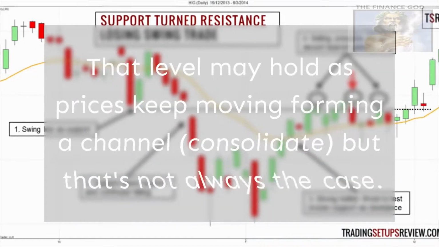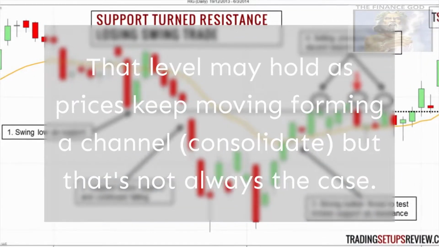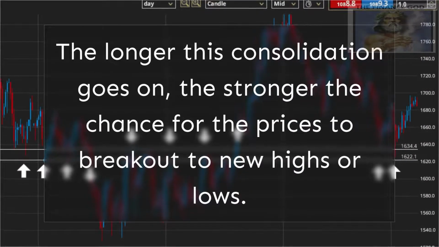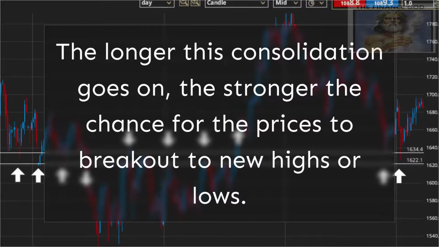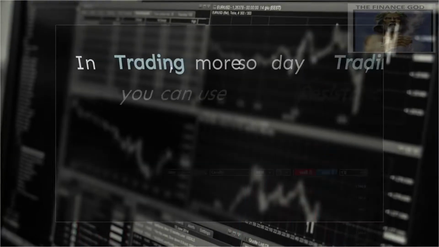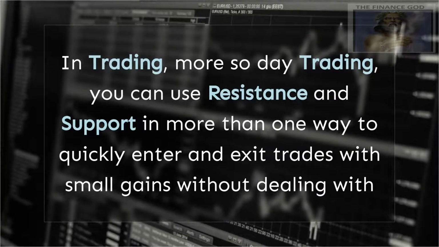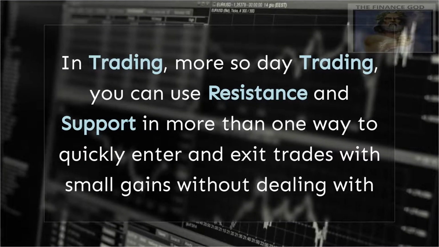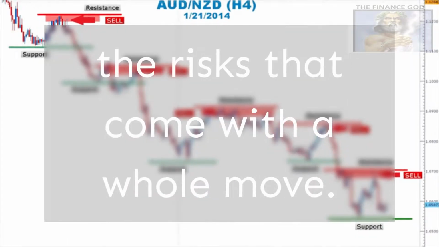That level may hold as prices keep moving, forming a channel and consolidating, but that's not always the case. The longer this consolidation goes on, the stronger the chance for the prices to break out to new highs or lows. In trading, more so day trading, you can use resistance and support in more than one way to quickly enter and exit trades with small gains without dealing with the risks that come with a whole move.